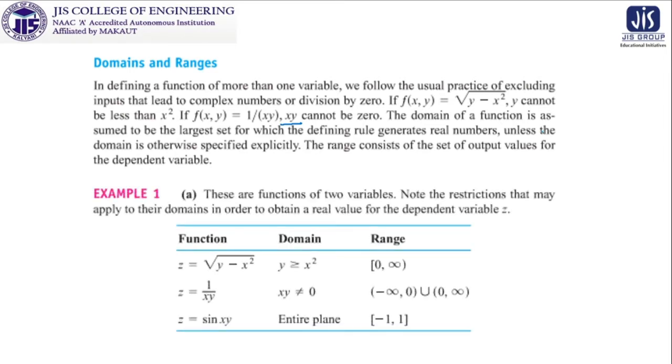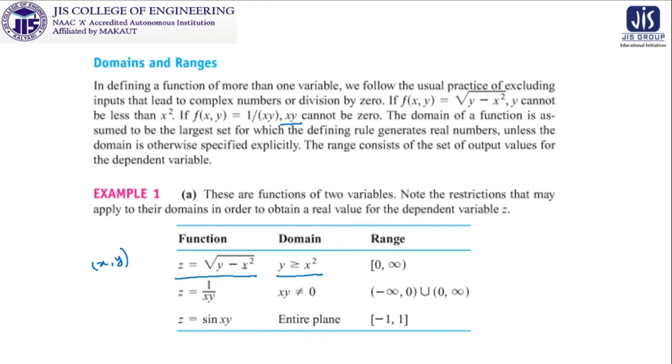So in example number 1, we are taking the function z equal to root over y minus x square. What will be the domain? The domain is nothing but y greater than or equal to x square. We will take those combinations of x, y such that y will always be greater than or equal to x square. This condition has to be maintained on the xy plane, and after maintaining this condition, the points we get on the xy plane are the domain of this function.